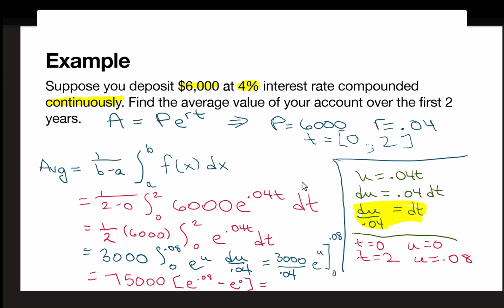And our final answer will be $6,246.53. That is my average value in my account over the first 2 years of me having that account.